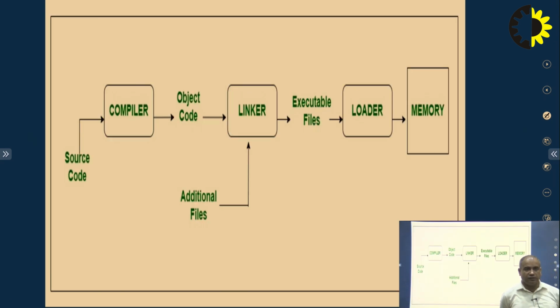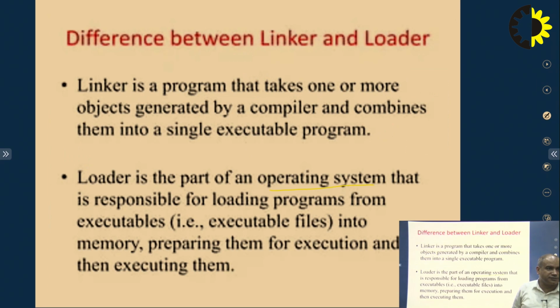Let us see this diagram. Here it is source code that is first compiled, then converted into object code. After the object code, the linker adds additional files, and the executable files are then loaded into memory for execution. So that is the working of the linker as well as the working of the loader as I discussed earlier.